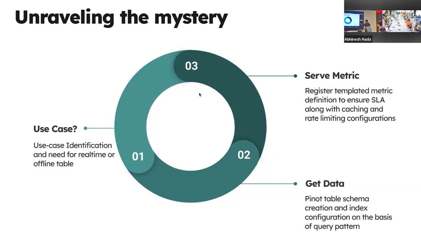And the second part, we basically create the schema on Pinot, and on the basis of the query we want to fire, like we want to aggregate on certain fields, we leverage Pinot indexes, whether we want to use the inverted index, star tree index, or Bloom filters to ensure that the query performance always stays in milliseconds, never goes above. And then we serve the metric.